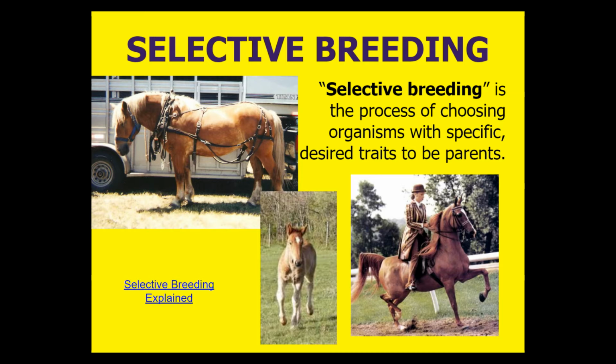I could desire an opposite trait that you desire, but it's still a specific desired trait. So selective breeding is a process of choosing organisms with specific desired traits to be the parents, in the hope, and it doesn't say this on there, that the offspring will also have those traits. And if we understand genetics, which we've been looking at, you can have a reasonable expectation that traits will be passed from parent to offspring.